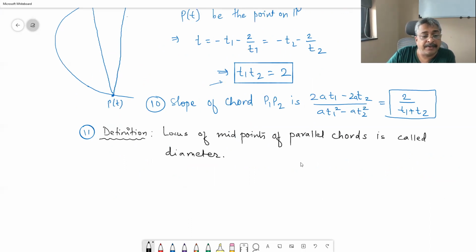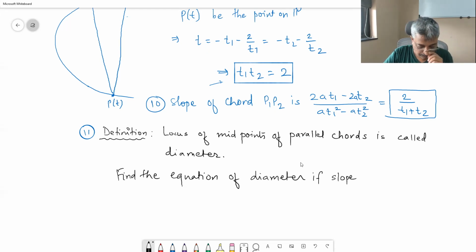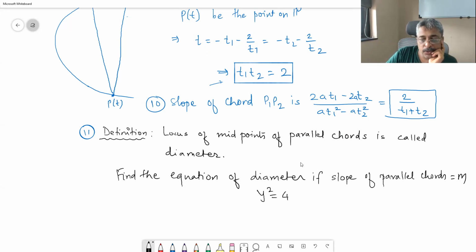Find the equation of diameter, if the slope of parallel chords is equal to m.